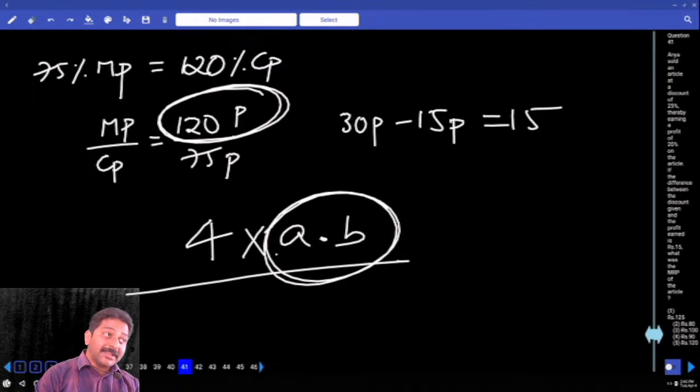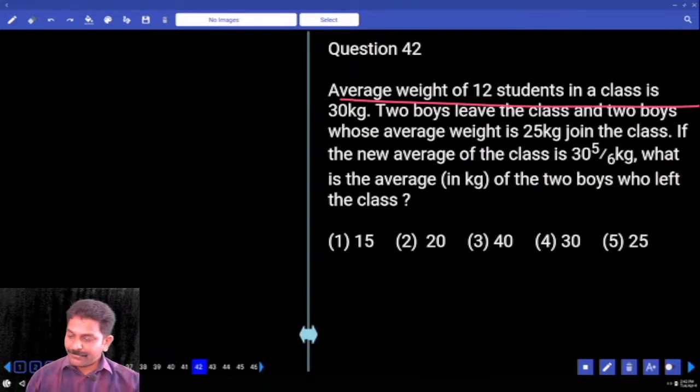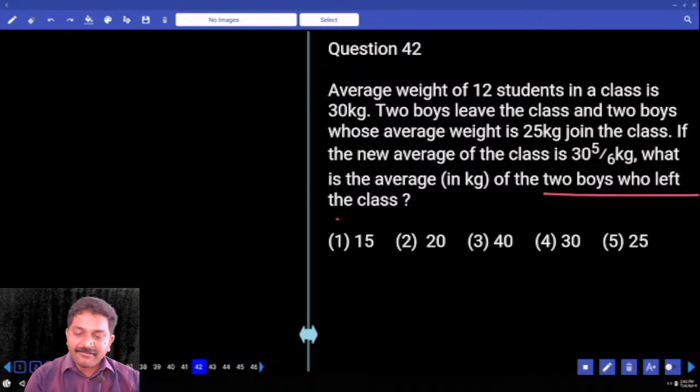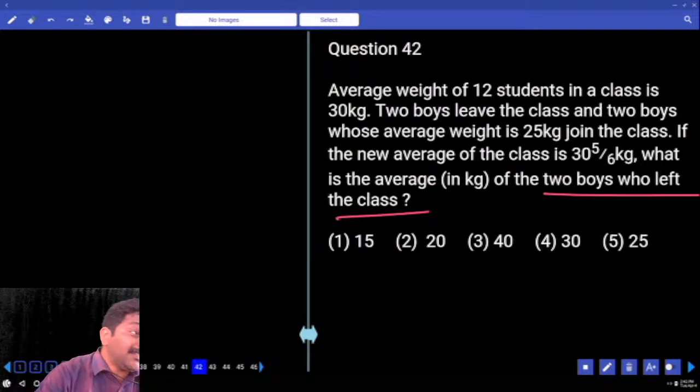That is why we call it the replacement rule. With 2 people, 2 left, 2 join. Now, if the new average weight of the class is 35 by 6 kgs, what is the average of the 2 boys who left the class? The 2 boys' average is always compared with, we should always compare their average with the old people who left the class.